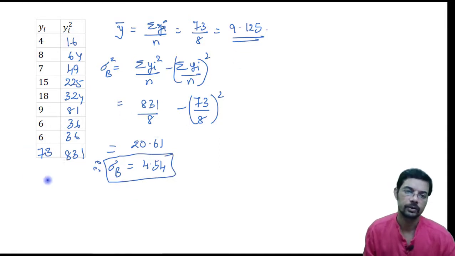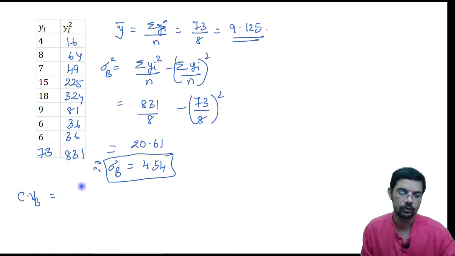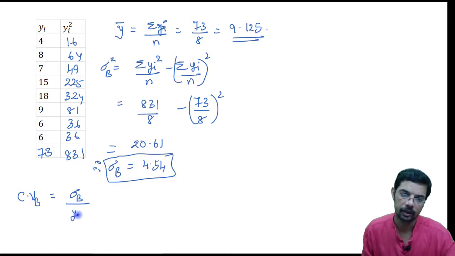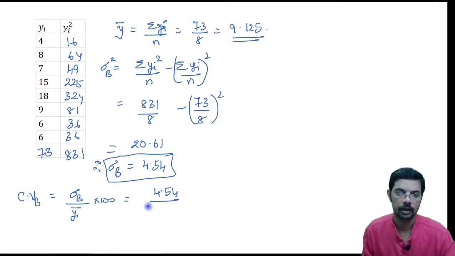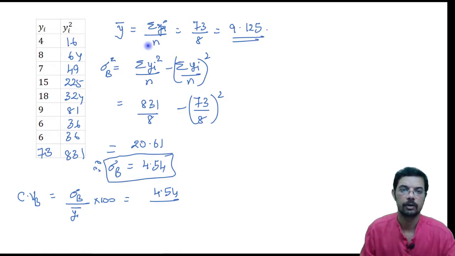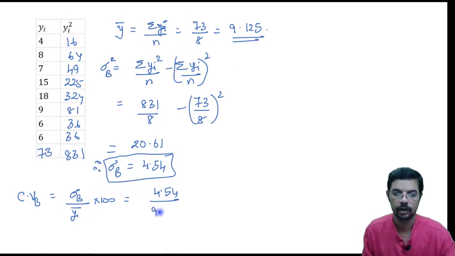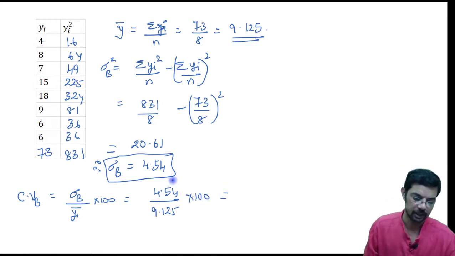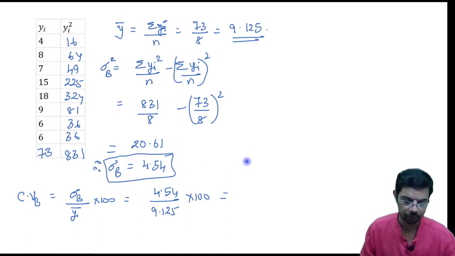Now the coefficient of variation CV of company B will be equal to sigma of B divided by y bar into 100, which is equal to 4.54 divided by what is y bar? Y bar is equal to 9.125 into 100. When we calculate, we should get 49.75.